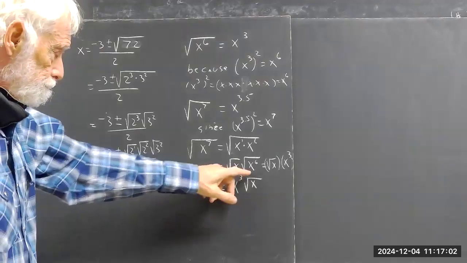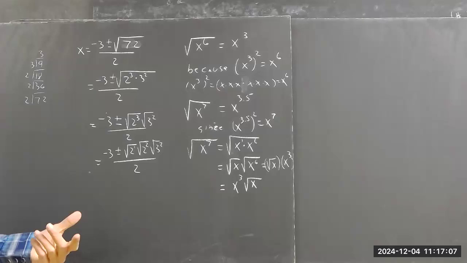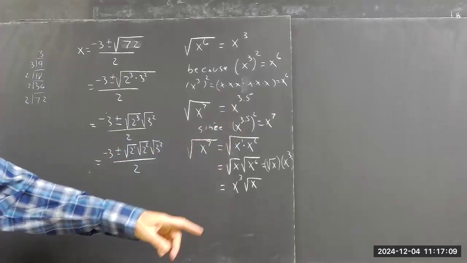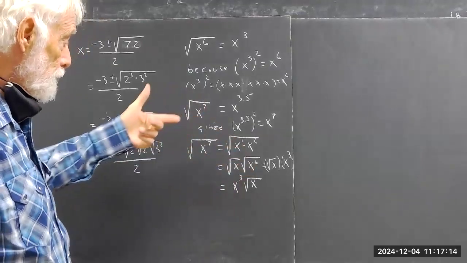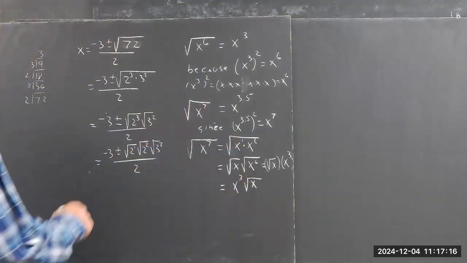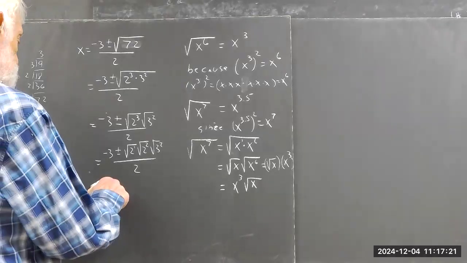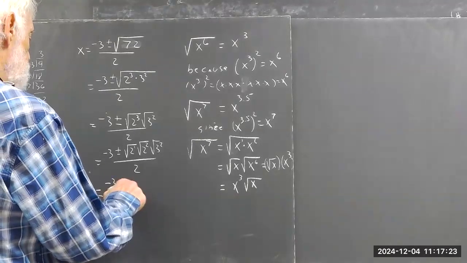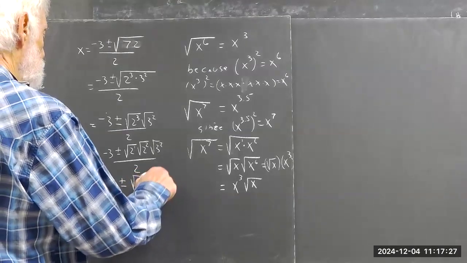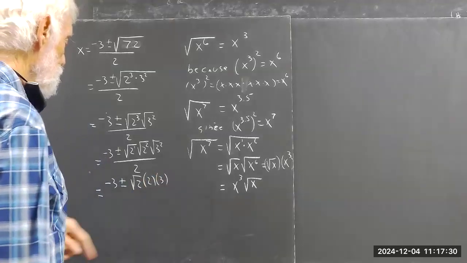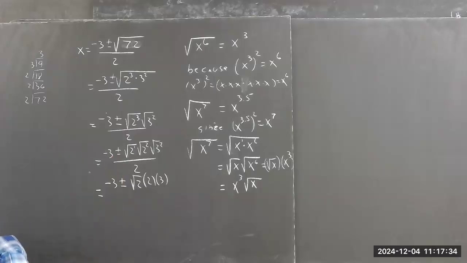So we can always do that. So I'll usually do that in one step after showing it initially. So we go directly from this to this because x times x to the 6 is x to the 7. So now what do we have? We've got -3 plus or minus the square root of 2 times 2 times 3, because of course the square root of 2 squared is 2, the square root of 3 squared is 3.